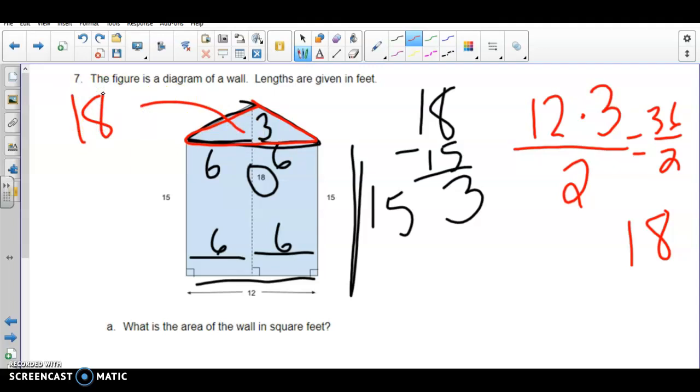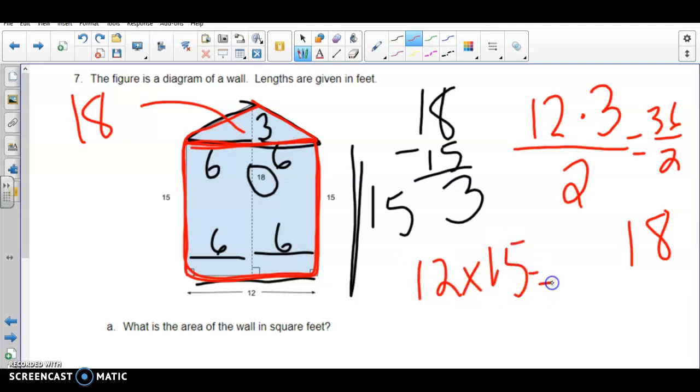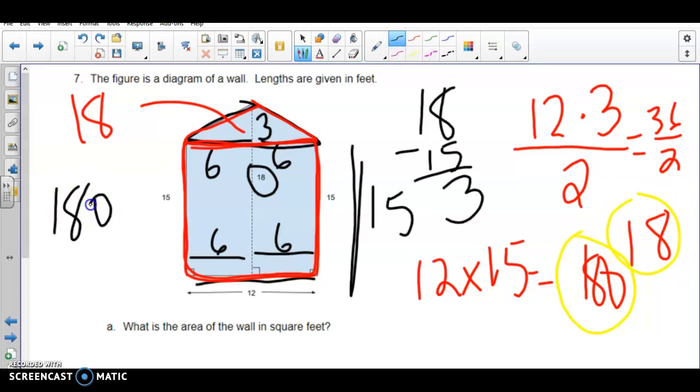So now what I want to do is find the area of this region here, and I know the length is 12 and the height is 15. So 12 by 15 is 180. So what do I need to do with these two? I've got that triangle and this part with 180. I'm going to add them together. So let's do that. 180 plus the 18 for the triangle is 198 square feet.